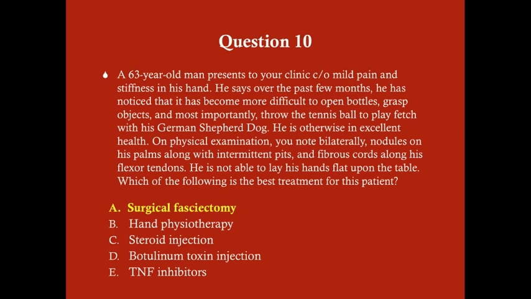So surgical fasciectomy is how we treat this. And I will say that usually the point where we decide that surgery is the treatment is when the patient is either having severe difficulties in their daily life or can't lay their hands flat upon the table. Usually if you can't lay your hands flat upon the table, it's going to be difficult to do most things. But surgical fasciectomy is the best treatment for Dupuytren's contracture.